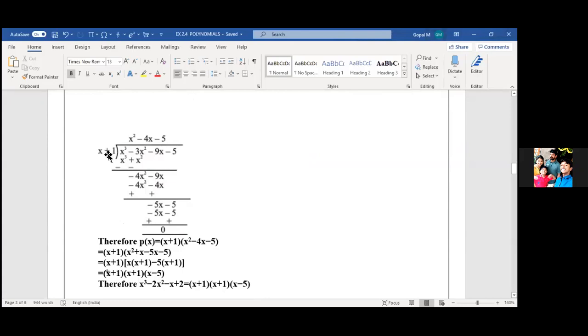So after getting one factor, from that factor, divide the polynomial p of x. When you divide by one factor, you are getting quadratic polynomial as a quotient, that is x square minus 4x minus 5. Am I clear? So p of x is equal to x plus 1 and x square minus 4x minus 5. Now you all know how to factorize x square minus 4x minus 5. So constant term is 5. If you factorize, you'll be getting x plus 1, x minus 5. So I know to explain here how to factorize.